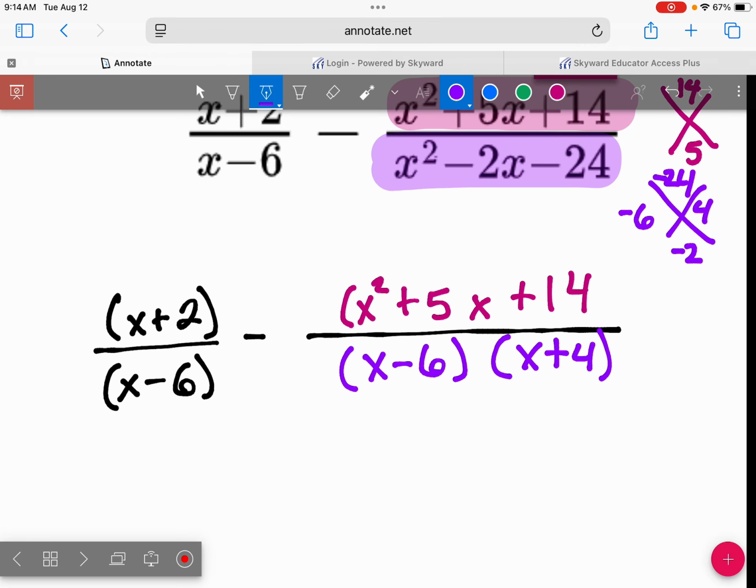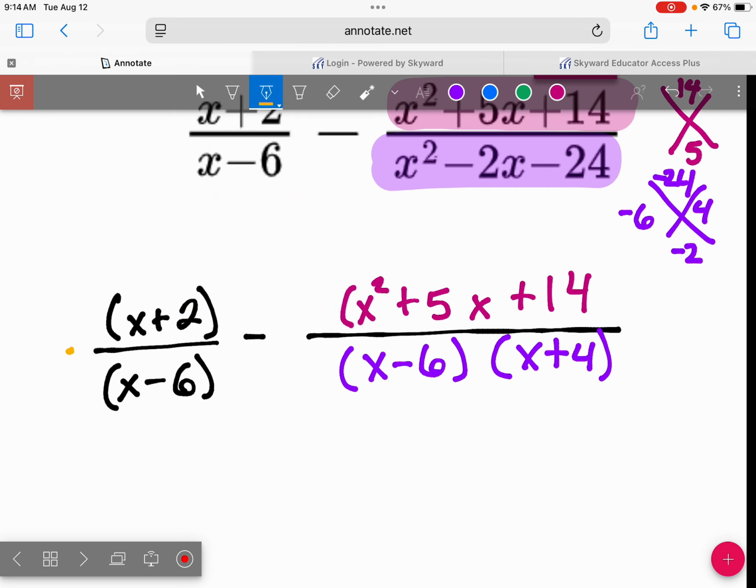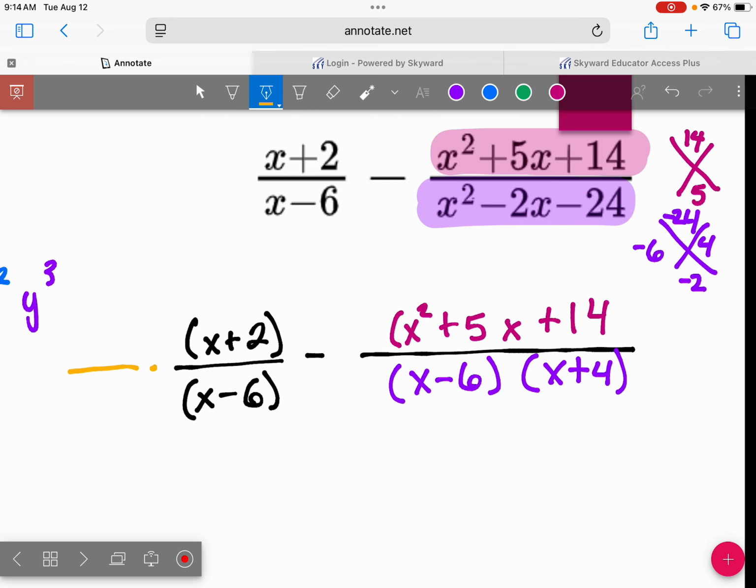Okay. So now we can see this denominator. I already have one piece that's the same, but if I want to be able to subtract these from each other, I need them to have the exact same denominator. So this one is missing this piece. So we're going to take this fraction and multiply it by the piece it's missing. So we're going to choose to multiply this left fraction by x plus 4.